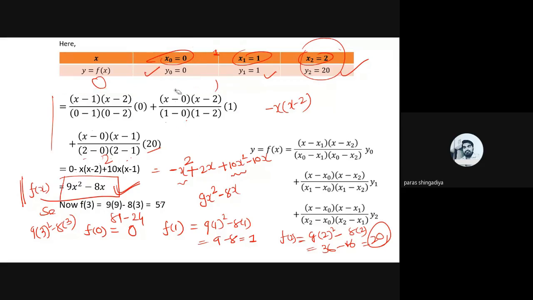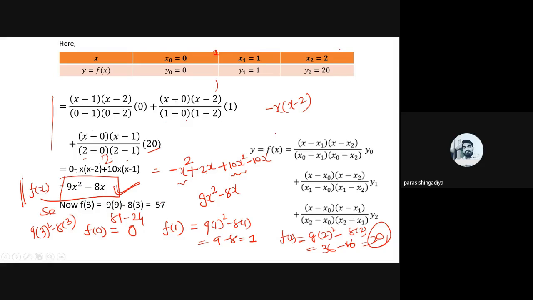The data are given here. That is 0 for 0, 1 for 1, and 2 for 20. These three values are given in this example. And this is the formula for this data: x minus x1, x minus x2 divided by x0 minus x1, x0 minus x2 into y0 and so on. These three terms you will get based on these values.